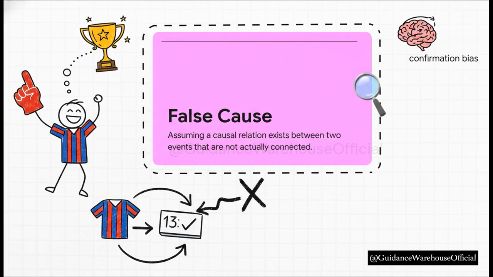Another fantastic example of weak induction is false cause attribution. This is where we forget the absolute golden rule of science and logic. Correlation does not equal causation. Just because 2 things happen together does not mean one caused the other. Think of a die-hard sports fan who wears a specific jersey on the day their team wins. Because of confirmation bias, they only remember the times they wore the jersey and won, and they start to genuinely believe the lucky jersey magically caused the victory. They've completely mistaken a simple coincidence for a cause and effect relationship.